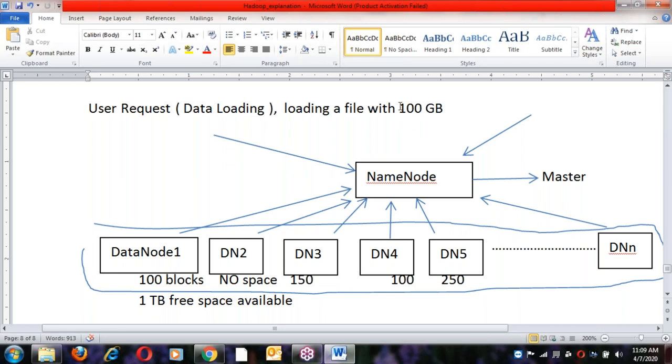Any amount of data, whether 1 GB, 2 GB or 1 TB, a file can have any amount of data, and it is distributed onto multiple nodes in the cluster, never stored on a single node, even if free space is available. So Hadoop never stores data on a single node. It tries to distribute across many nodes. What is that algorithm? We'll discuss next, in data processing.